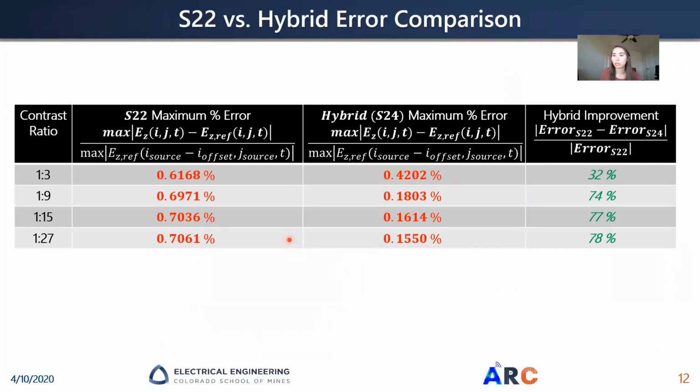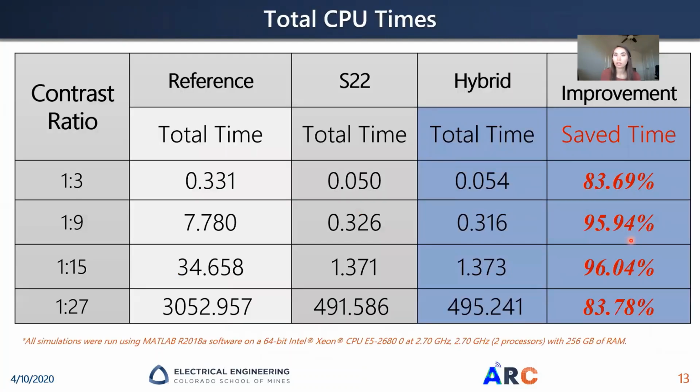Now when we actually look at those numbers, we're getting all the way up to a 78% improvement using the hybrid case specifically for the 1 to 27 contrast ratio. Then when we look at the CPU times, which is very important here, we're seeing about a 96% amount of saved time compared to the reference domain with no subgridding, where you can even see here the 1 to 27 took about, this is in minutes, so that is 3 days, and then the subgridding domains took only about 8 hours.